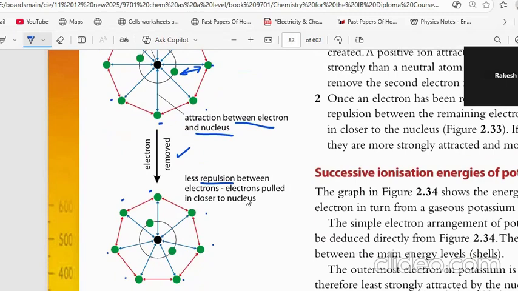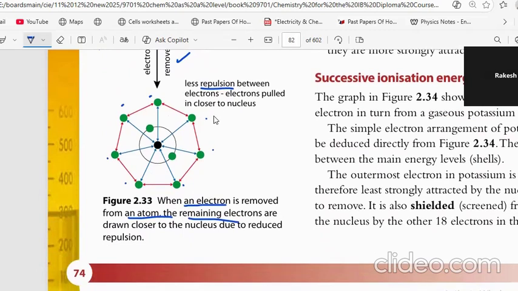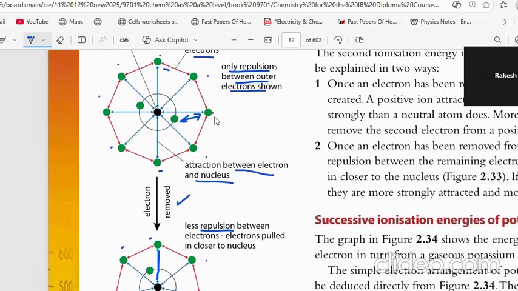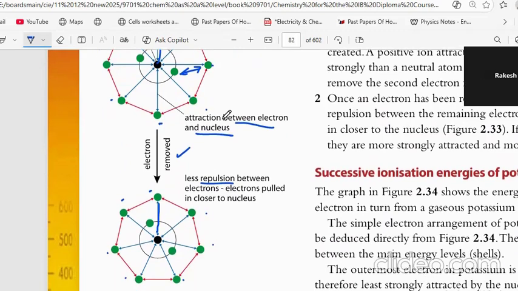So they come closer. When an electron is removed from an atom, the remaining electrons are drawn closer to the nucleus due to the reduced repulsion. Because now the repulsion is less, so they come closer. That means this distance is reduced. This distance was more. The cloud has come closer. So this is what happens. Why is the cation radius less? And the opposite happens in anionic radius, where it increases.